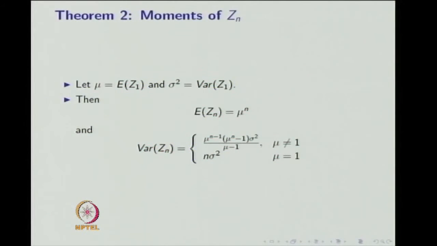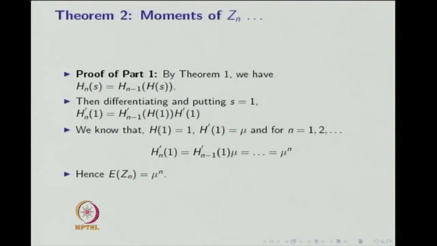Now, we are finding the moments of Zn. Let mu be equal to the expectation of Z1 and sigma square the variance of Z1, then the expectation of Zn is mu power n, and the variance of Zn will be, for mu equal to 1, n times sigma square, and for mu not equal to 1, sigma square times mu power n minus 1 times mu power n minus 1, divided by mu minus 1.